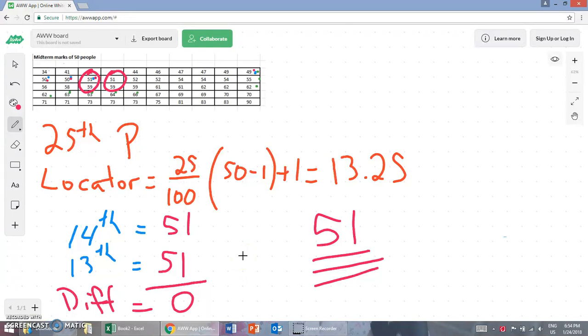Now at times you could get a location value that does not have a decimal point. It might be exactly 13. If that's the situation, then you are also finished because the percentile would be located at exactly the 13th position. So in our example here, the locator of the 25th percentile is 13.25, somewhere between the 13th and the 14th position. Because both those values are the same, that means that the 25th percentile is also the same, at a value of 51.